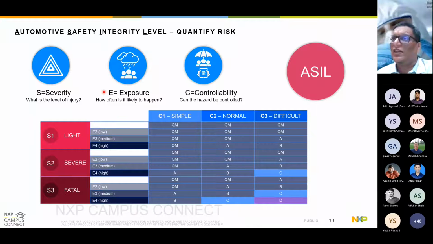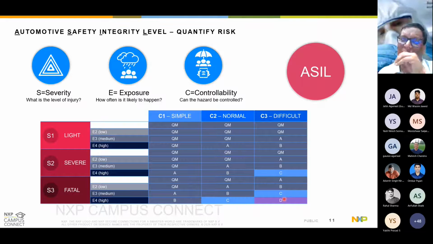What the standard says is once you have estimated what's the severity, what's the exposure, what's the controllability, you can classify the safety integrity level requirements for the system from ASIL A to ASIL D. So there are four different categories you can classify the safety systems into, depending upon the severity, exposure, and controllability. So if your severity is really high and the exposure is also high and it is very difficult to control, then the safety integrity of that system should be ASIL D, or it should be developed according to the requirements of ASIL D. The standard prescribes different requirements for each of these safety integrity levels for developing that safety system.